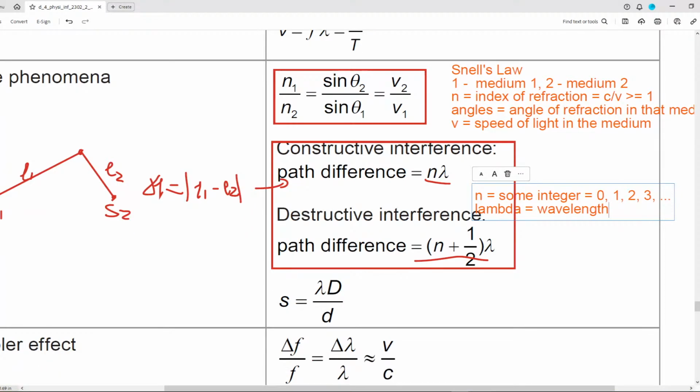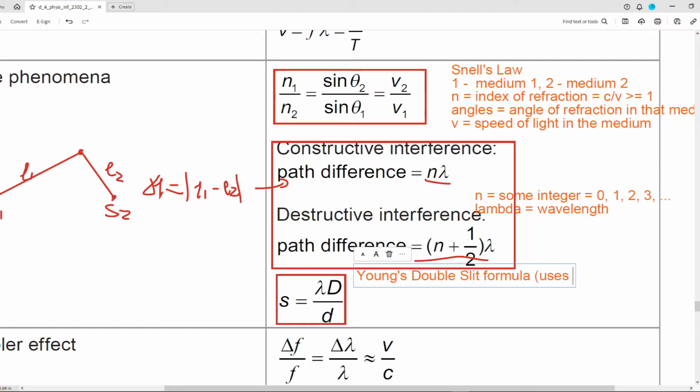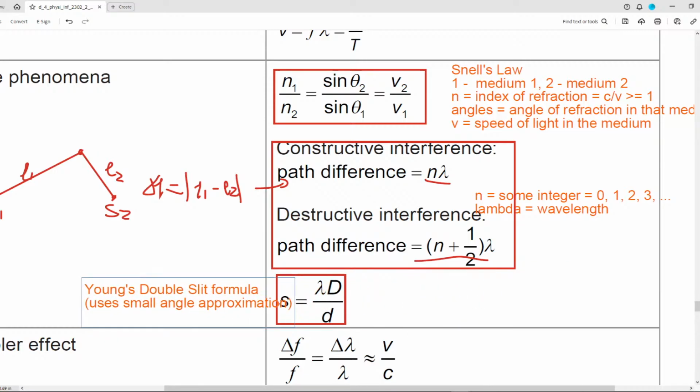Alright. The last one is the double slit. This is Young's double slit formula, a formula Thomas Young came up with. It does use the small angle approximation, which is doable for double slits, not so much for a diffraction grating. However, we'll get the better formula a little bit later. I'll put it over here actually.